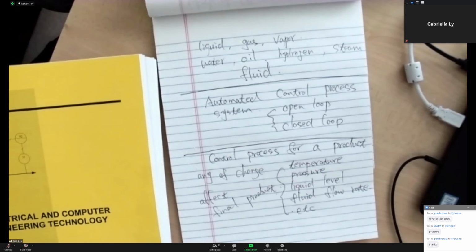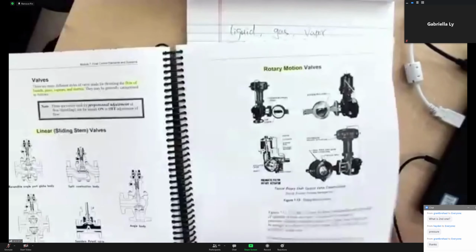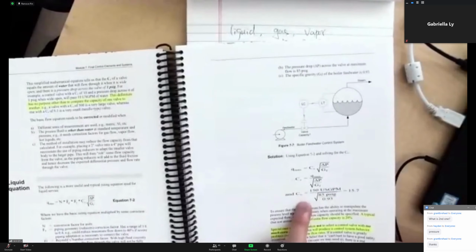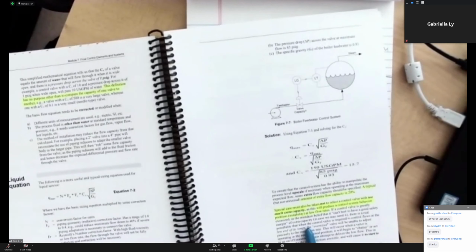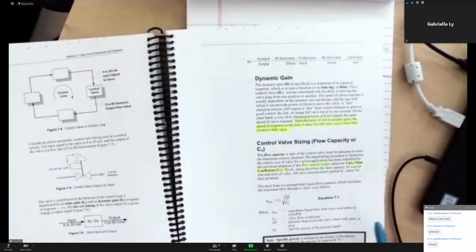this module 7. And if you get the version F exam, you have to know everything about all different types of valves and how they work. Even the books are talking about this valve's rangeability, those types of things, and also the coefficient, static gain, dynamic gain.